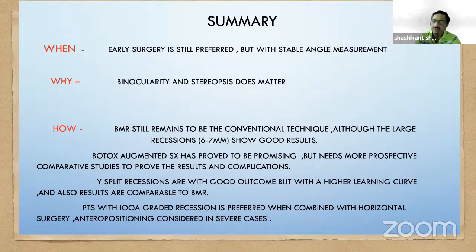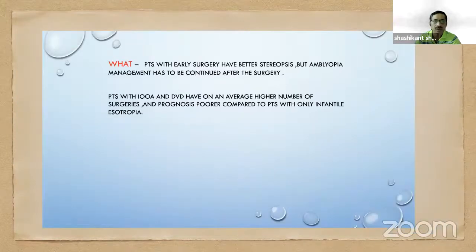And in patients who have inferior oblique overaction, Kushner thought that the muscles which overact are inelastic, they are not tight muscles. The recommendation was to anteropose this muscle rather than recess it, because if you do the anteroposition, it takes care of the DVD which can develop later on. So patients with early surgery have better stereopsis, but amblyopia management has to be continued after the surgery. And patients with inferior oblique overaction and DVD have an average higher number of surgeries and a poorer prognosis compared to patients with only infantile esotropia.